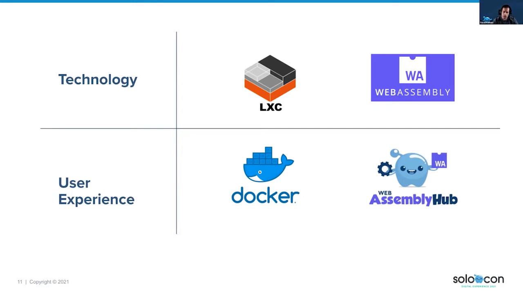With Docker, the technology wasn't new. Linux containers were already there. Docker made it really easy to build and distribute those containers. Same goes with WebAssembly. WebAssembly exists today in Envoy, but to use it today, there's a lot of stuff you need to do on your own. And with Gloo Mesh, WebAssembly Hub, we aim to simplify that.